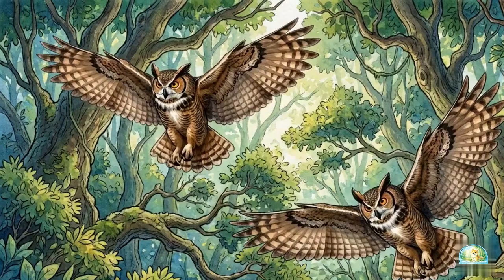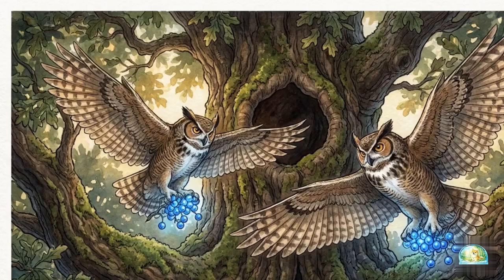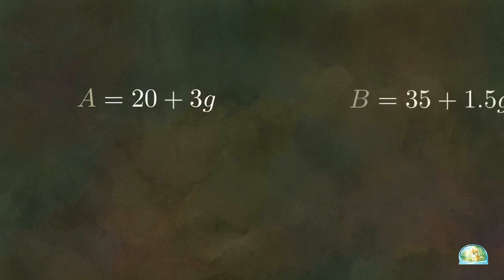We can also use systems to compare two different rates. Suppose we want to find out when two recurring phone data plans cost the exact same amount. Plan A costs $20 up front, plus $3 per gigabyte. Plan B costs $35, plus $1.50 per gigabyte. We can write these cost rules using G for gigabytes.